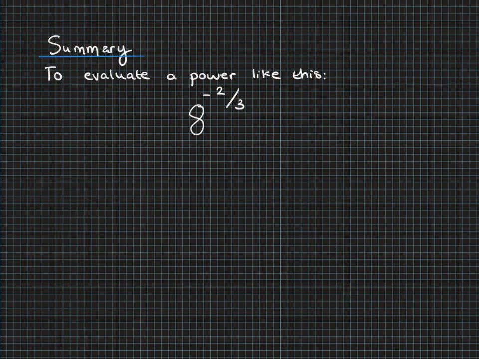So we're going to finish this off with a quick summary. If we need to evaluate a power like this, 8 to the power of negative 2/3, there are 3 steps that we need to take. Step 1, we need to deal with the denominator, which of course means we take a root. So we work out 8 to the power of a third, which is the cube root of 8, which is 2.